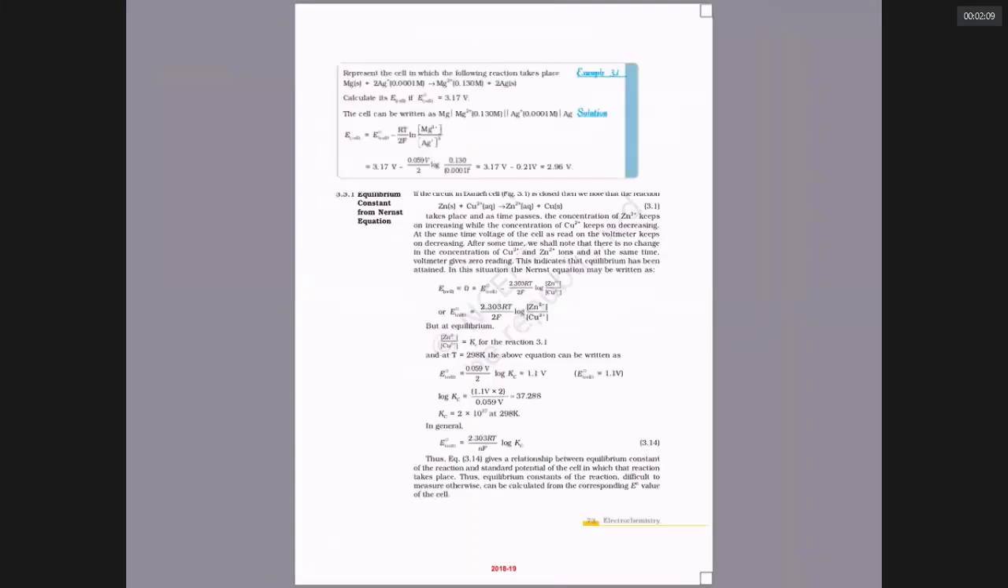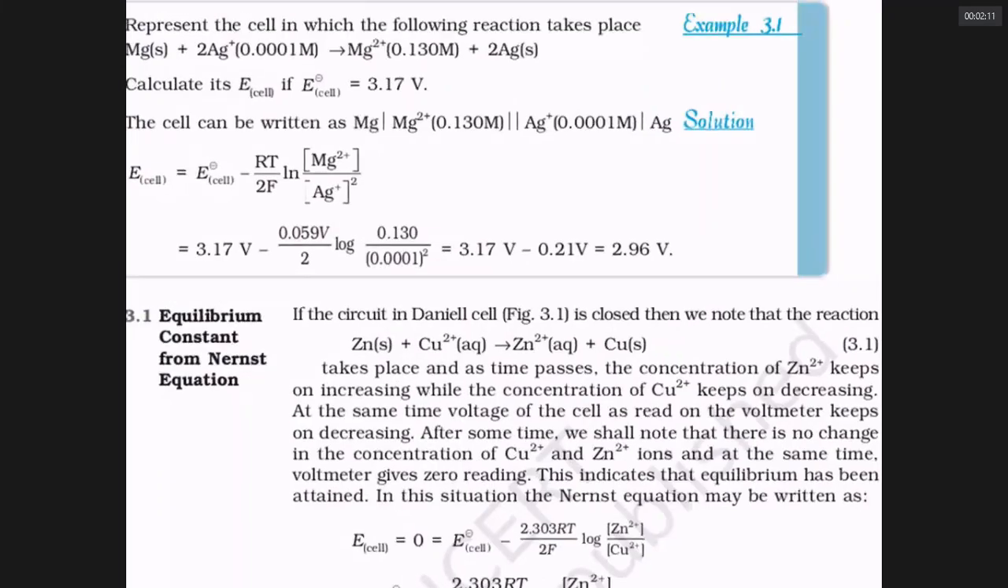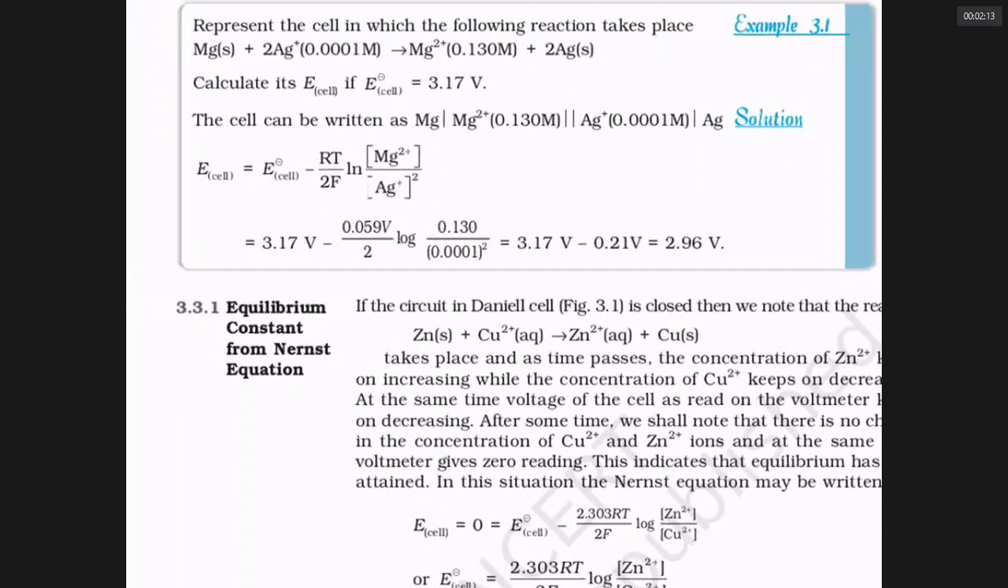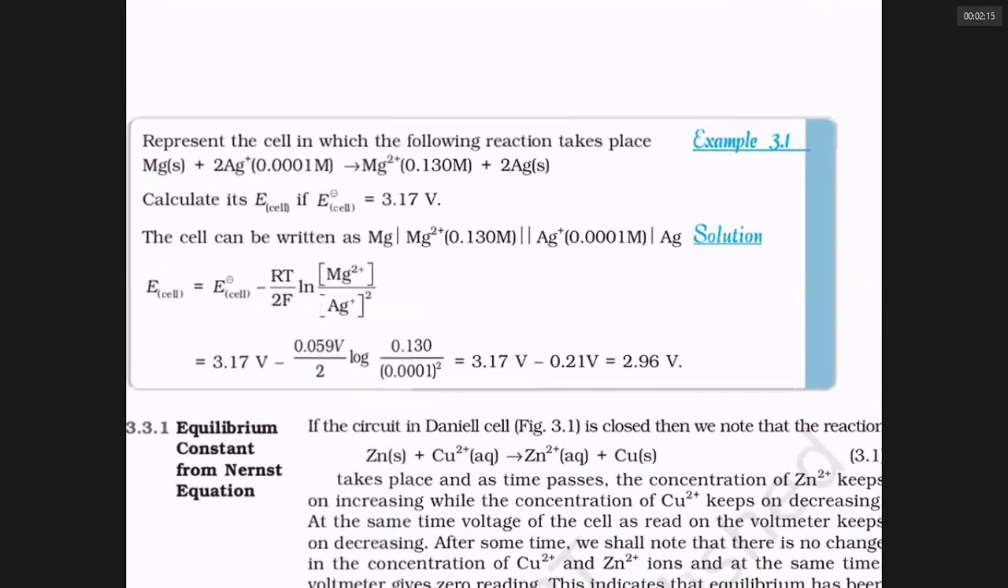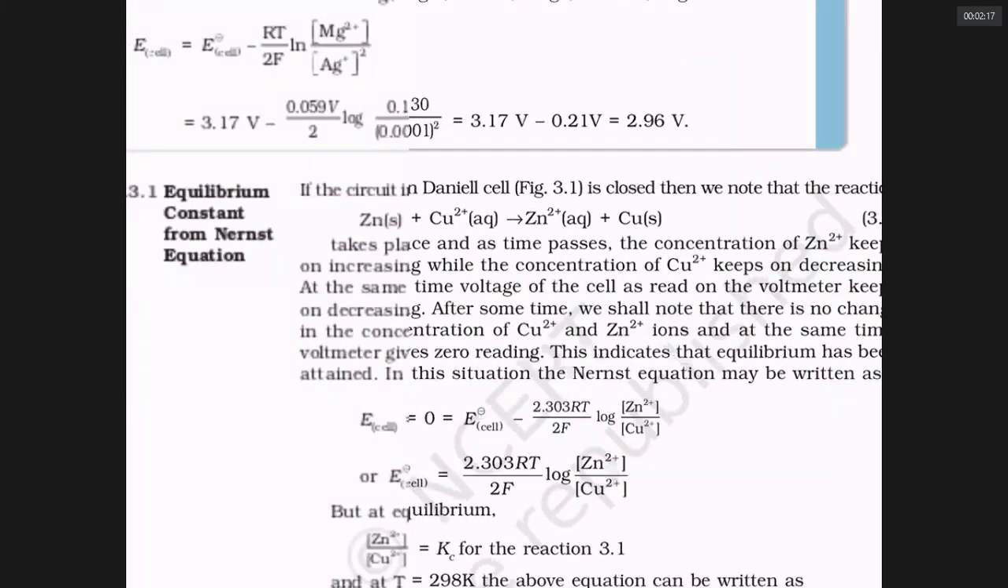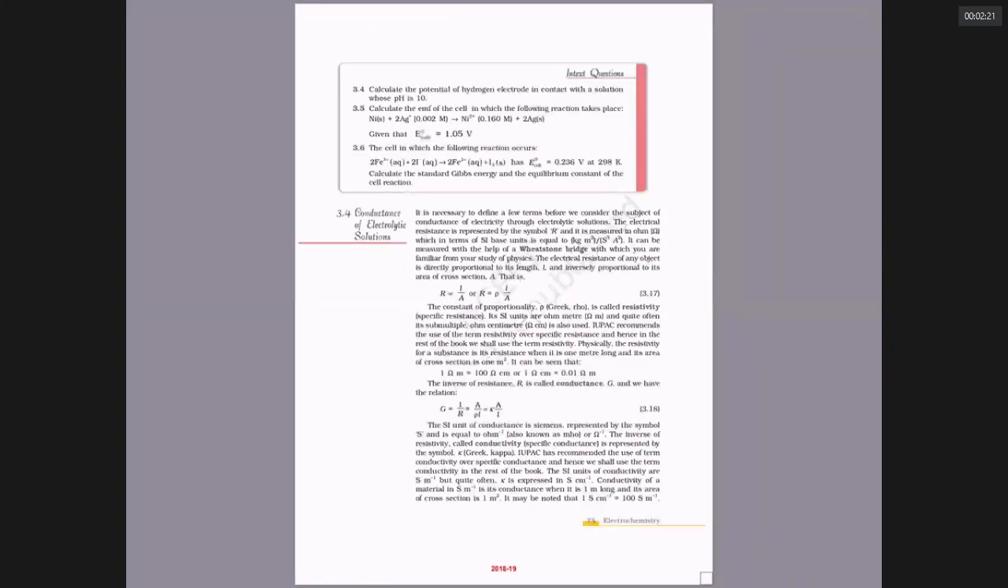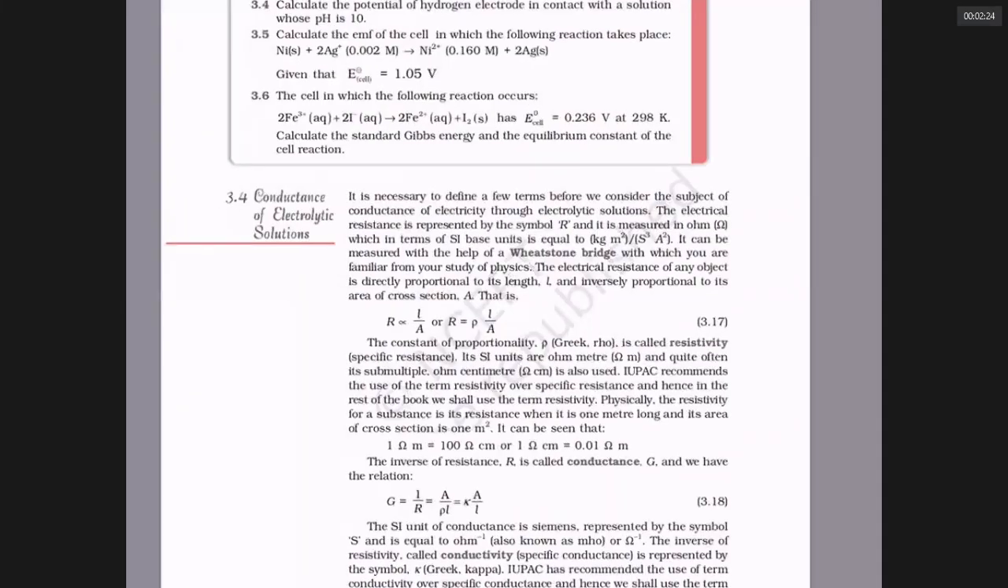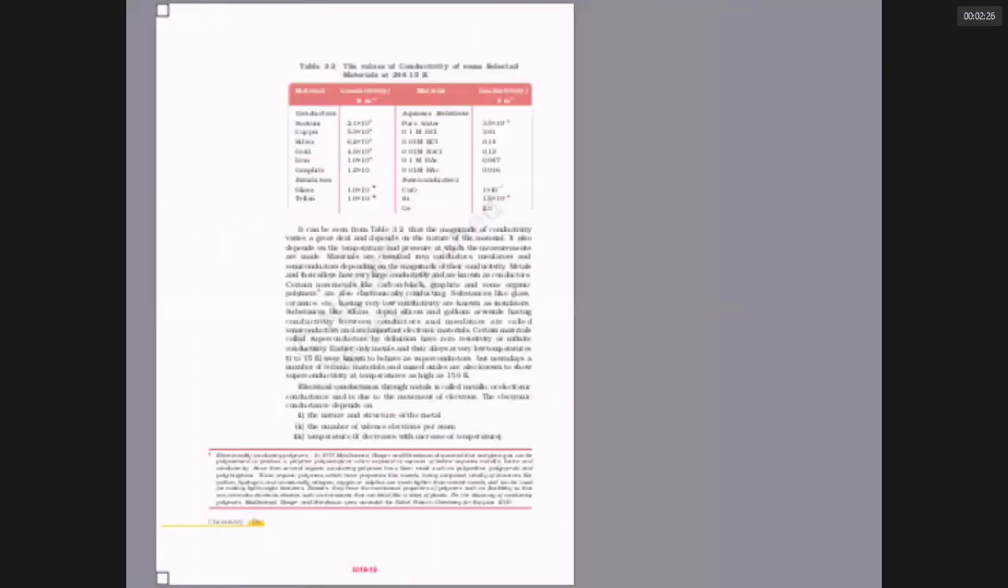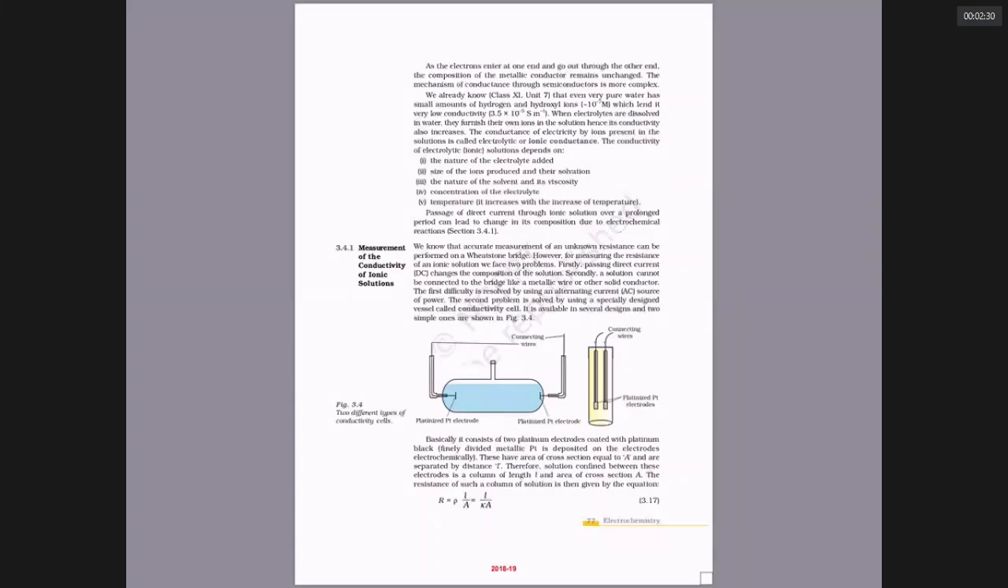You have to understand that your portion is differently presented here. Up to this example 3.1 you should definitely do. Then you go to electrolysis. Conductance is not required. Please don't read conductance. We have not done that. No need to do all this. This is not required.